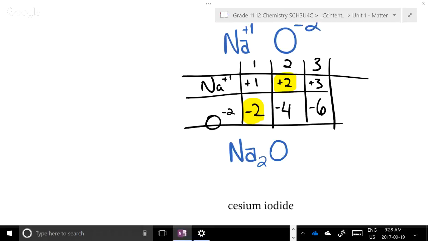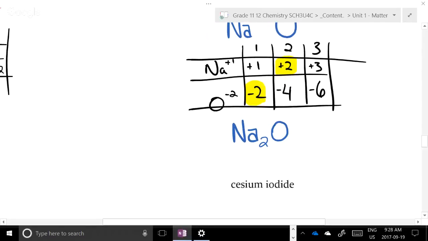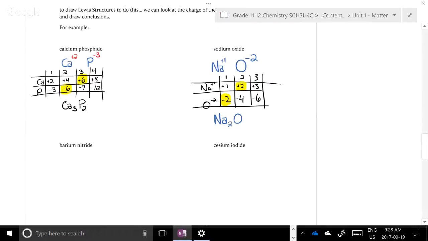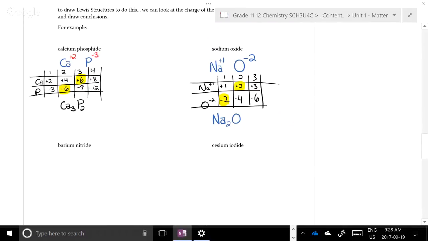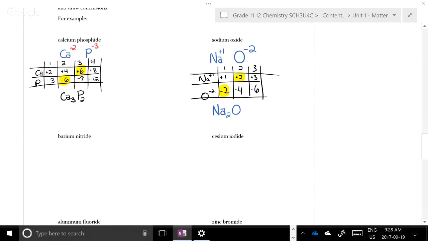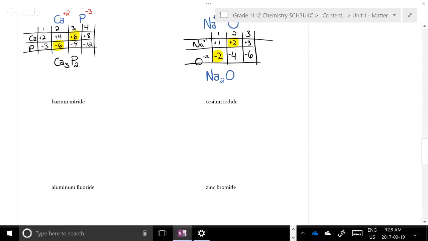So the name sodium oxide is Na2O. I want you to go ahead and try and do the whole sheet here. Go all your way through it. If you have any questions, don't be shy. Ask for help. And I'm going to find your proper homework file.